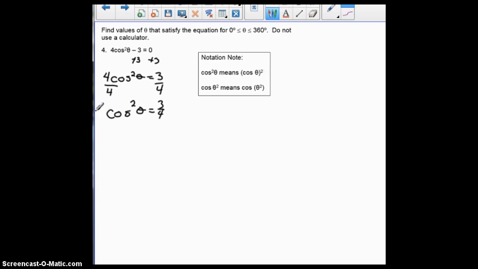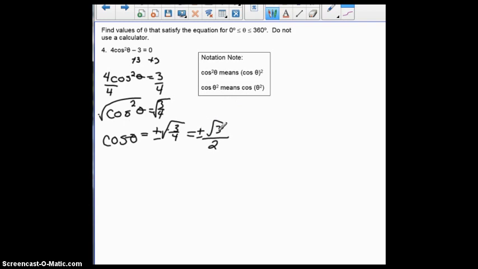So that means to get cosine, we can take the square root. If we take the square root, we have that cosine theta is equal to plus or minus the square root of 3 over 4. Well, the square root of 3 is square root of 3, but the square root of 4 is 2, so we can simplify that to be plus or minus the square root of 3 over 2.